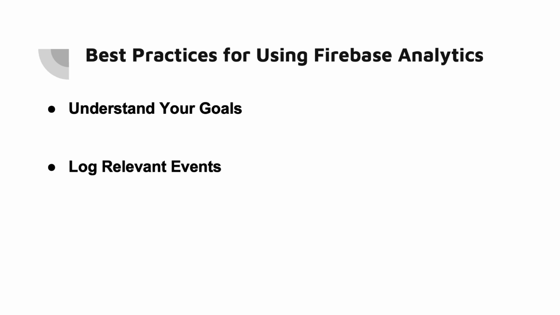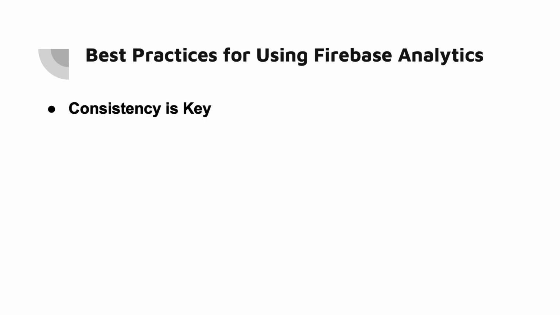Another one is log relevant events. The next best practice is to log relevant events. Firebase Analytics allows you to log many different types of events, but not all of them may be relevant to your app. Choose events that provide insights related to your goals. Use descriptive names. Another best practice is to use descriptive names for your events and parameters. This makes it easier for you to understand your analytics data and for others on your team to understand it as well.